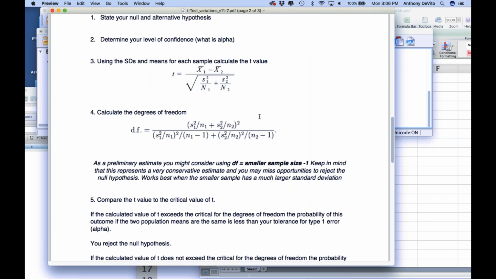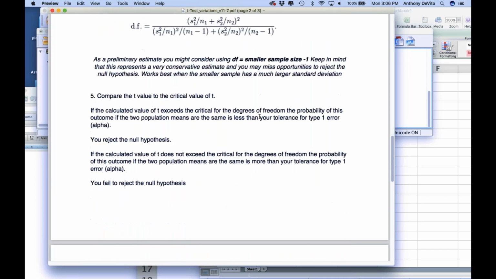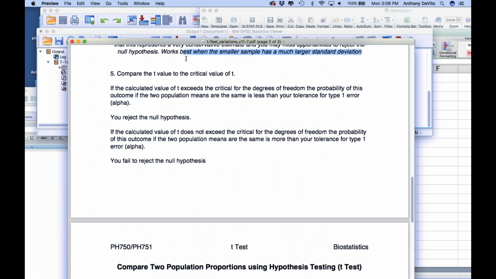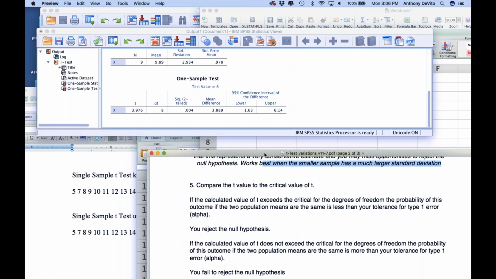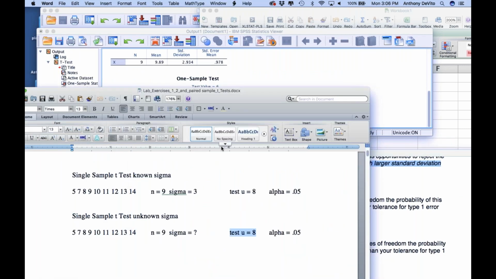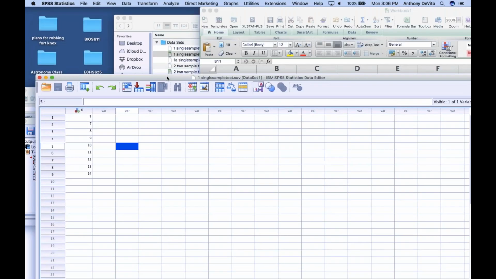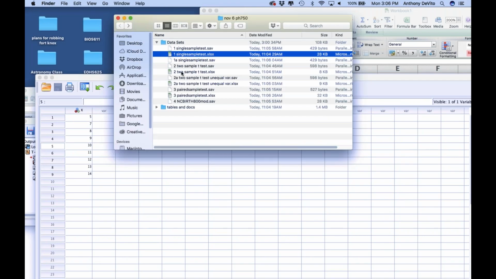Now, rather than do this right now, I'm going to ask you guys to download and open up in SPSS the file on Blackboard called, let me find it here, number 2 sample ttest.sav.